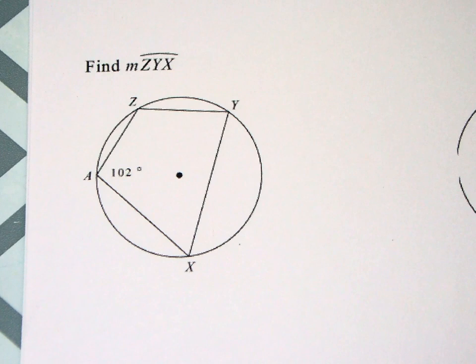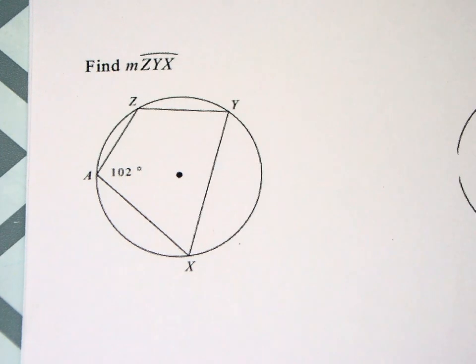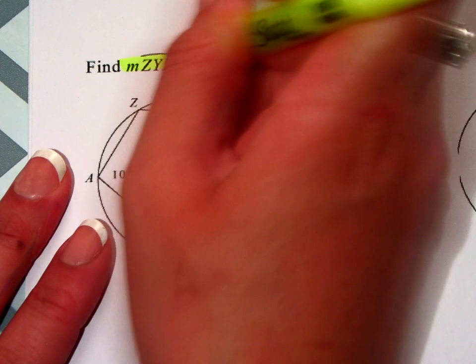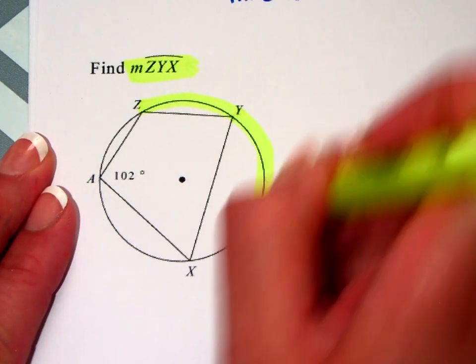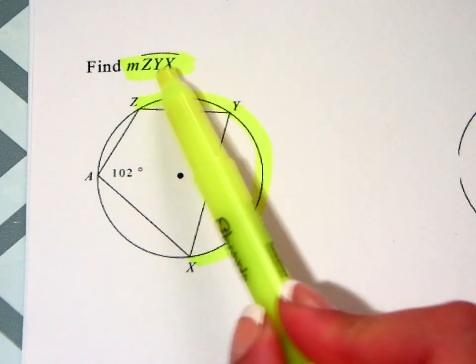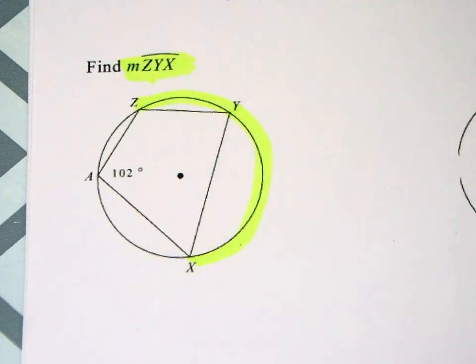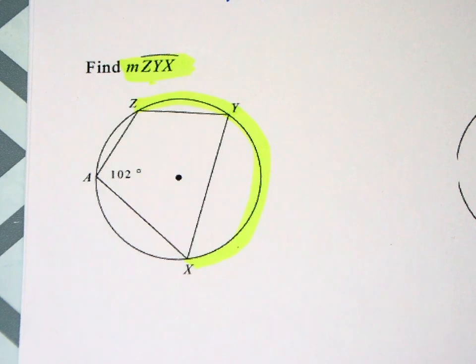All right, let's try another one. We want to find the measure of arc ZYX. What I'm going to do is trace out that arc first: Z through Y, ending at X. Remember, when you're naming arcs, the middle letter is like a directional letter. It means start at Z, go through Y, and end at X.